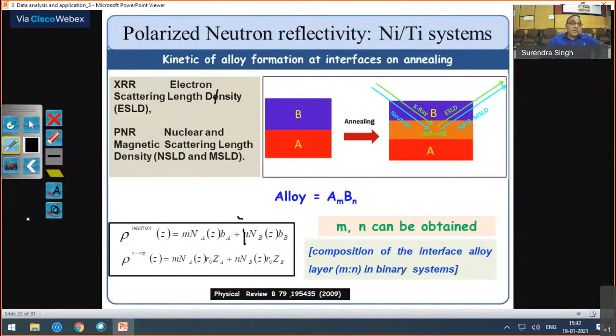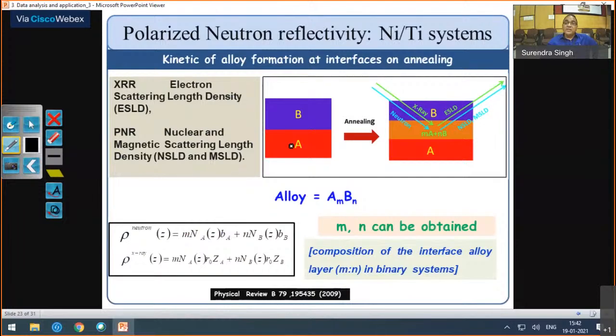Another example is the nickel titanium system, and you know this is a structural material. When you make the alloy of this nickel titanium system, it has a wide application. In this system, we know from X-ray reflectivity we get the electron scattering density, and from polarized neutron reflectivity we get the nuclear scattering density and magnetic scattering.